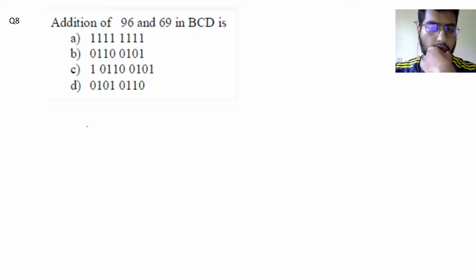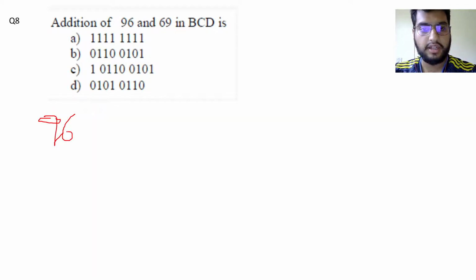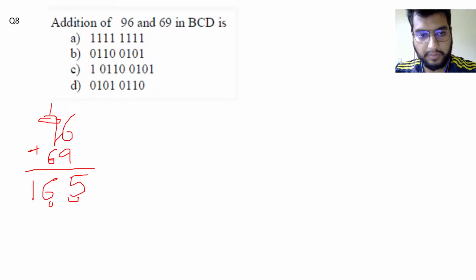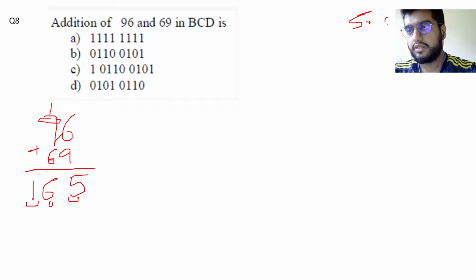I'll just show the two ways to do this. First is simply to write down the numbers in decimal format, that is 96 plus 69. If you just add them, 9 plus 6 is 15, 1 goes to carry, 9 plus 6 is 15, 1 is carry, so 165. Now write the BCD representation of them. For 5, the 4-bit binary representation will be 0101. For 6, it will be 0110, and for 1, it will be 0001.